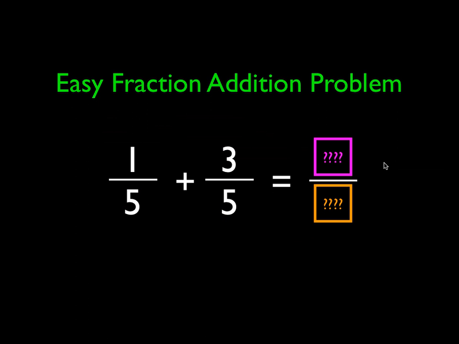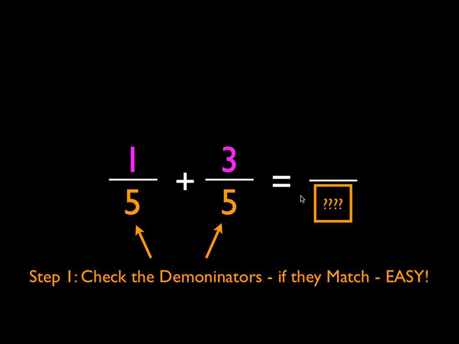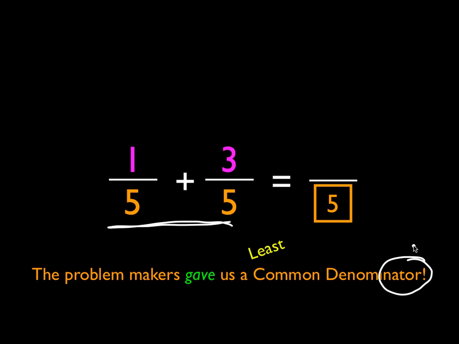So in our easy fraction addition problem, our job is to come up with these numbers. But the number we've got to come up with first is the denominator. The first thing to do when you're faced with this kind of fraction problem is look at the denominators. Check to see if the denominators match. If the denominators match, it's a real easy problem because they have already given us the least common denominator. If they match, the least common denominator is the denominator that they both have. So here we go, least common denominator 5.